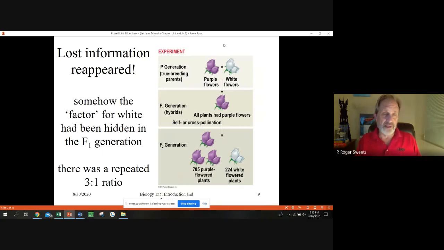That's not all, because he had been taught good scientific principles. He counted each one of those flowers that reappeared and kept track of that over many replications of the same experiment. This example here, we see there were 705 purple flowered plants, 224 white flowered plants. Now, that's not exactly a 3-to-1 ratio, but as he experimented more and more with this, it always hewed pretty closely to that 3-to-1 ratio. And that, of course, got him thinking about how that could be.